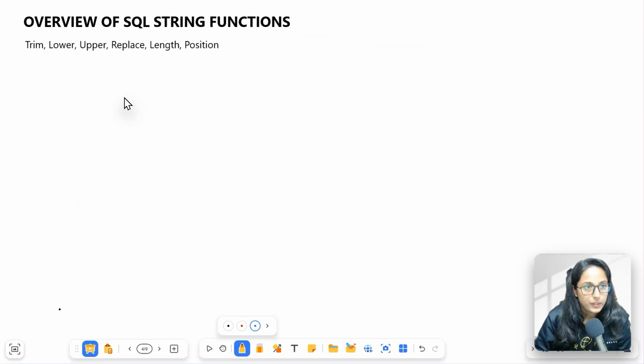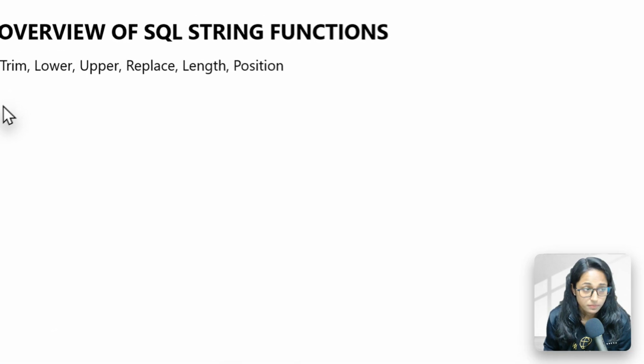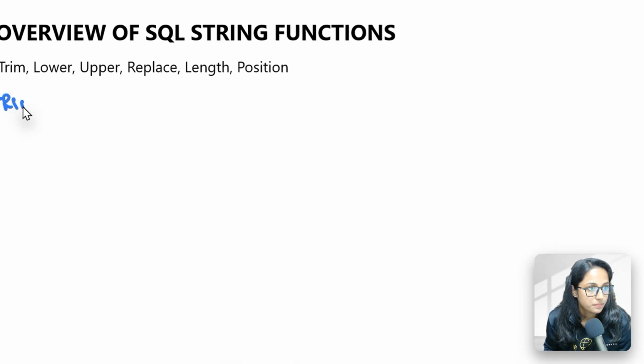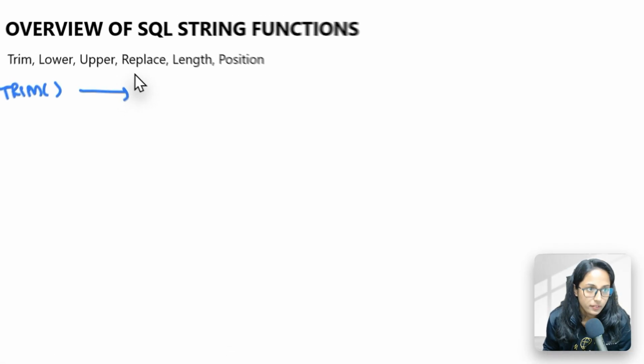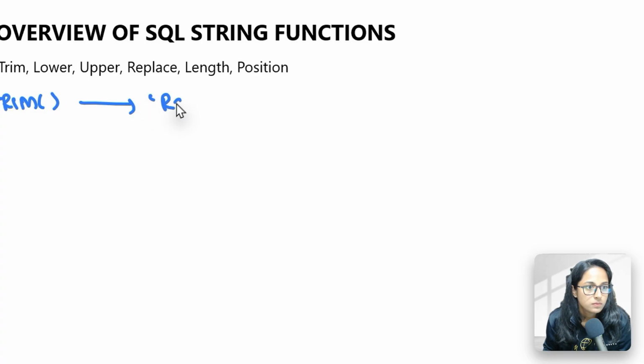Now let's try to understand what are all the SQL string functions which would help us to beautify the text better or help us to clean the data. So our very first SQL string function is TRIM. What do I mean by trim? For example, in my form, a student mentioned a name as Rahul Sharma.